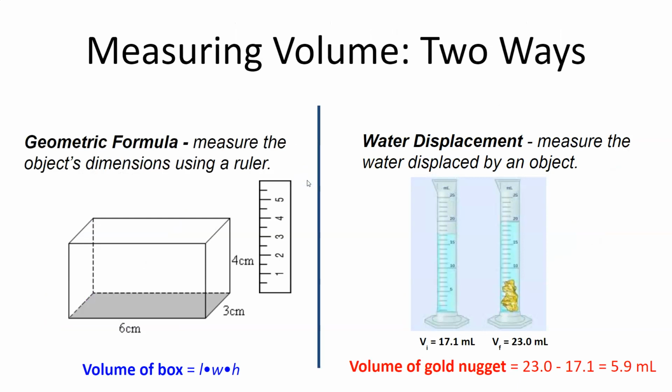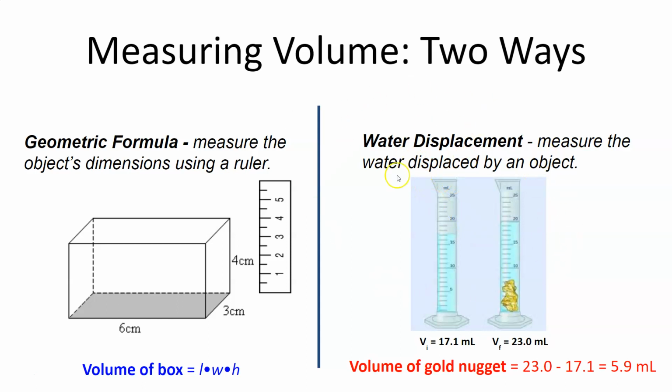All right, we talked about measuring the mass, so let's talk about measuring the volume. There are two ways to measure it. The first way is the geometric formula, and that's what you've done since you were in elementary school. You take a ruler and measure the lengths of the sides of an object, and then you plug it into the volume equation based on the type of object you have. This method is useful when you have a structure that has straight and regular sides, but it's not so useful when you have something irregularly shaped, like a gold nugget.